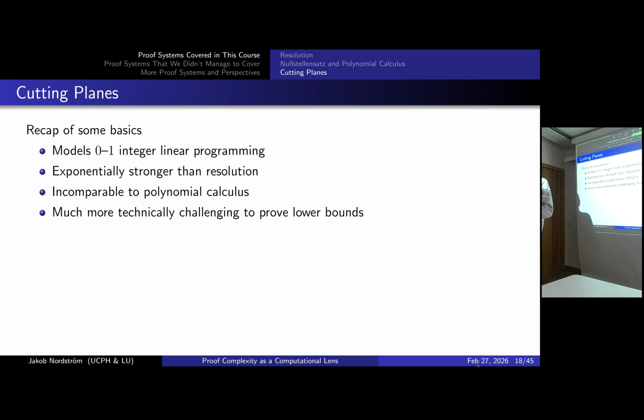So yeah, in this course we focused on resolution. Then we talked about algebraic proof systems, a little bit about Nordström, but mostly about polynomial calculus. And the third main theme was cutting planes, which models 0-1 integer linear programming. We know that it's exponentially stronger than resolution. We didn't show this, but it's incomparable to polynomial calculus. I think the way you show this is, well, cutting planes is stronger than polynomial calculus because it can count. So the pigeonhole principles are hard for polynomial calculus, they're easy for cutting planes.